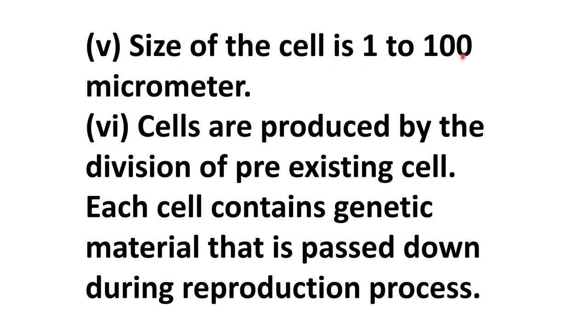The size of a cell is 1 to 100 micrometer. Cells are produced by the division of pre-existing cells, which are already present. Each cell contains genetic material. Every cell has genetic material that is passed down during reproduction, that is, coming from our parents to us during the process of reproduction.